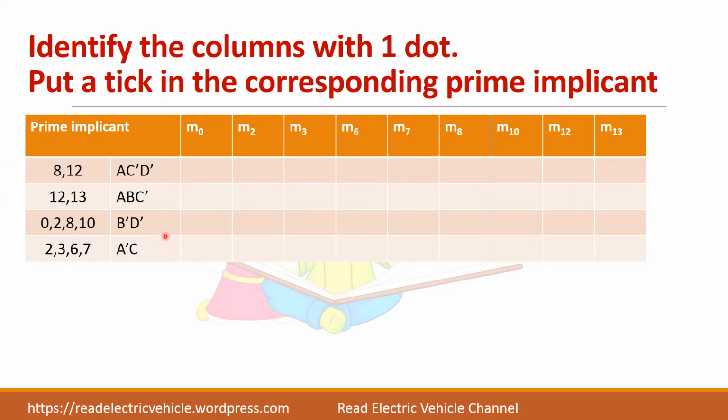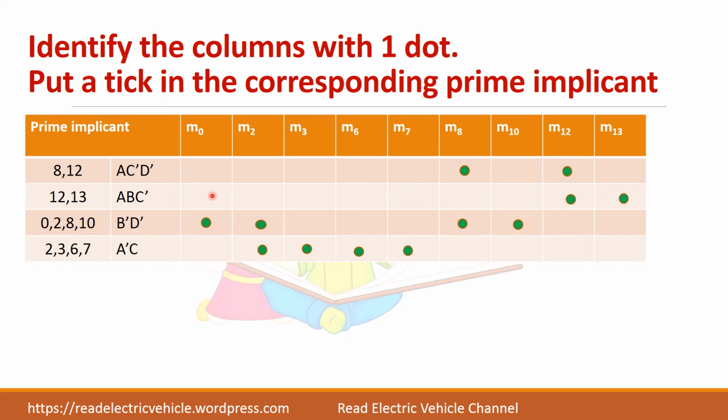Now first, what is here? 8 and 12 is here. So you go to M8, put a dot here. Then for M12 you put a dot here. Again for 12 you put a dot, and 13 another dot. Then for 0, 2, 8 and 10 you put the dots. Here 2, 3, 6, 7 you put the dots.